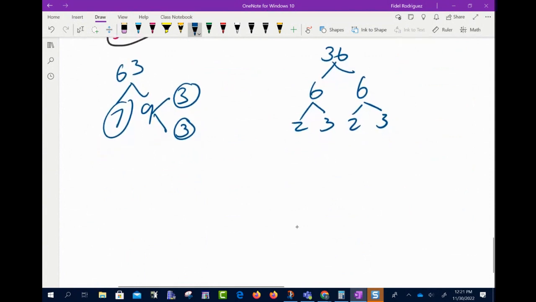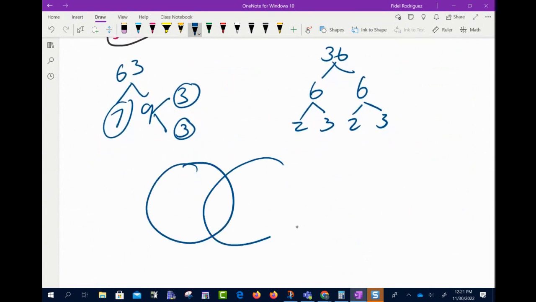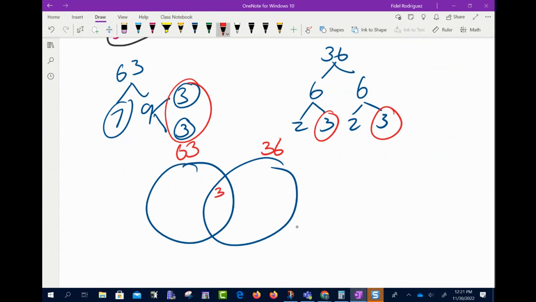Okay. So what we're going to do, we're going to draw 2 circles. One of them is going to be the 63. The other one's going to be the 36. So what I want to figure out is, do we have any numbers in common? We got a pair of 3s in both. So those pair of 3s, y'all, is going to go inside. Okay. Now for the 63, I still had a 7. So that 7's got to go over there. For the 36, I still had 2 2s. So those 2 2s got to come over here, right?